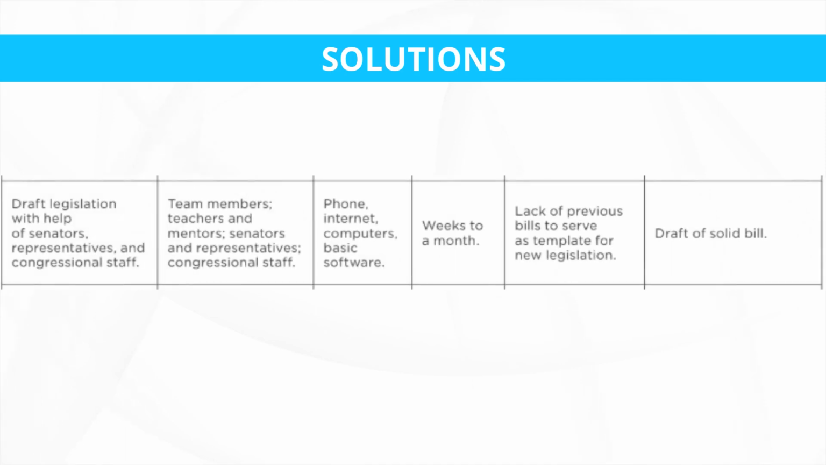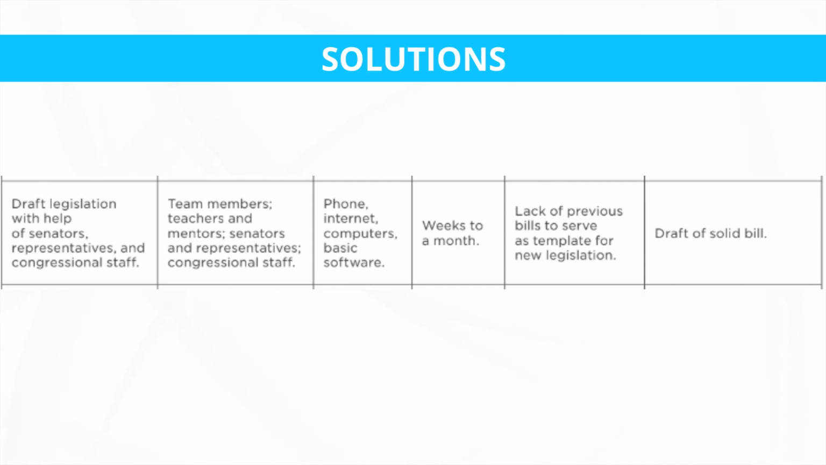So now let's look at the individual parts needed at an action step. Let's go back to action step number 2, where we're drafting legislation with the help of senators, representatives, and congressional staff. The individuals needed for this step are the team members that we're working with, and then the senators and representatives or congressional staff that are helping us to draft this legislation. The resources that we're going to need are phone to contact these people, internet, computers, and some basic writing software. We're going to need Word on our computer.